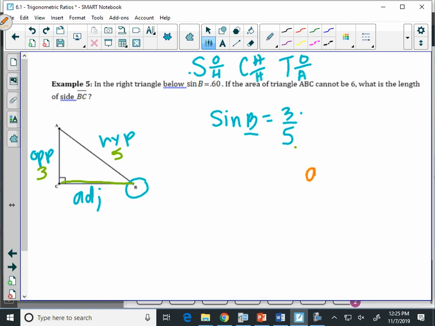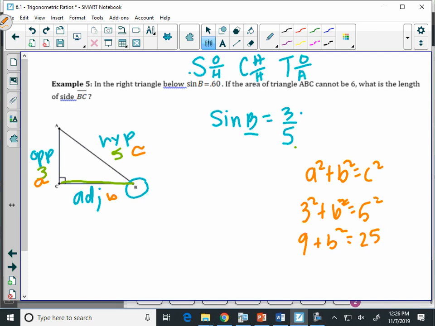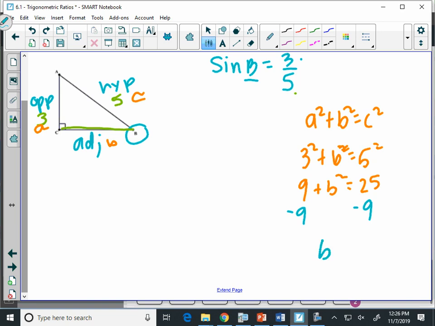Pythagorean theorem. Our hypotenuse is always our C, and I'll make this one my A, make that my B. Plug it in. 3 squared plus B squared equals 5 squared. What is 3 squared? 9. What is 5 squared? 25. And then what do we do with 9 to get B by itself? So I get B squared equals, what's 25 minus 9? 16. What do I have to do to both sides? Take the square root. And what is B? Square root of 16 is 4. So that is the length of BC.